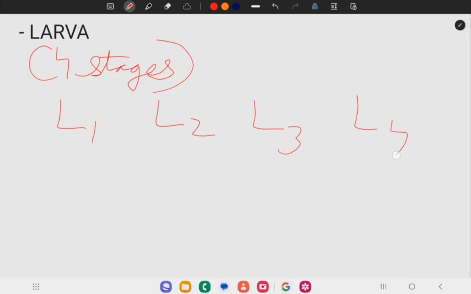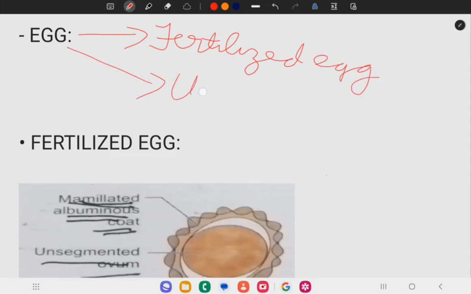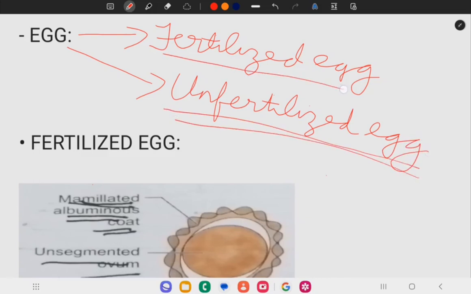Larva has 4 stages: L1, L2, L3 and L4. Female worm lays 2 types of eggs. One is fertilized egg and another type is unfertilized egg.